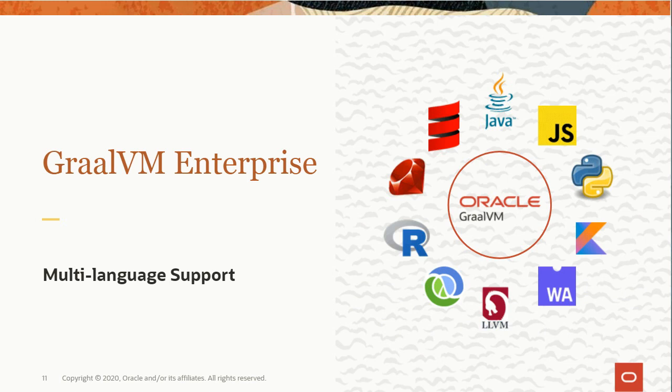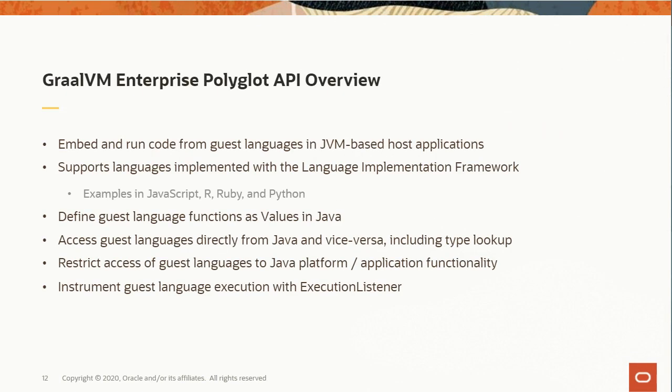GraalVM Enterprise supports multiple languages running on the JVM. You can see some of the languages here, obviously Java, JavaScript, Python, Kotlin, LLVM languages, R, Ruby, etc. All of these languages can run on the GraalVM. There is a feature of GraalVM Enterprise called the Polyglot API, and here's a bulleted overview of it. The Polyglot API allows you to embed and run code from what they call guest languages in JVM-based host applications. And the GraalVM supports languages implemented with this language implementation framework.